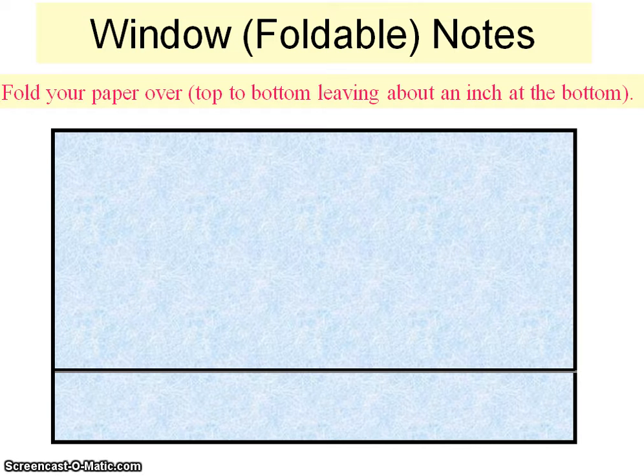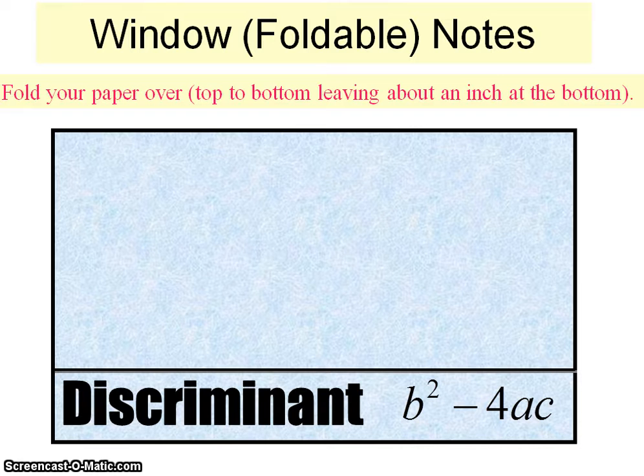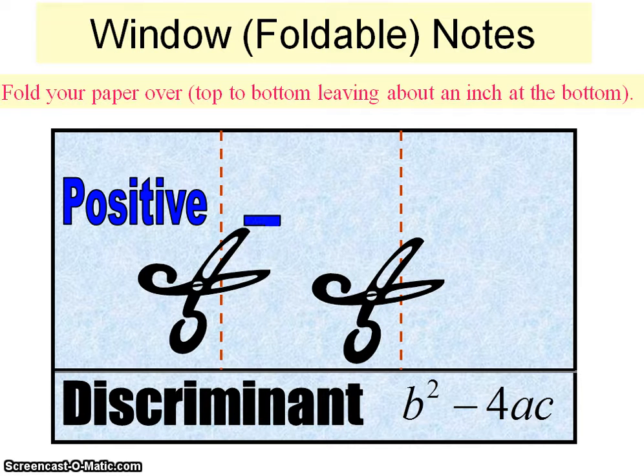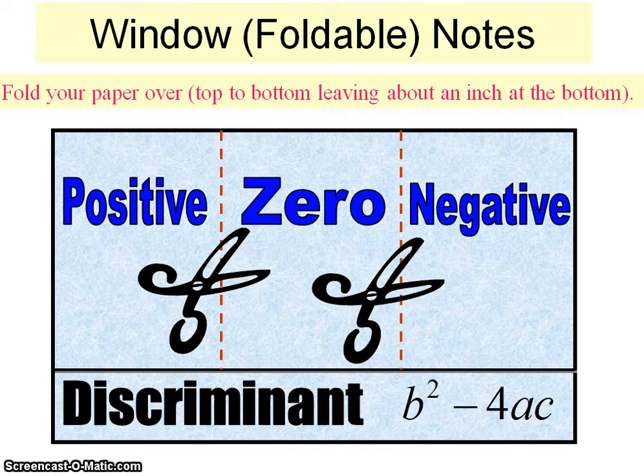You can make your foldable. Take your piece of colored paper, fold it hot dog style, leaving about an inch on the side. On that, you're going to write discriminant, which is b squared minus 4 times a times c. Then you're going to take the tab and cut it up into 3 different sections: positive, 0, and negative. My suggestion is, as we go through this PowerPoint, when we evaluate that expression and it's a negative answer, it goes under the negative tab. A 0 answer goes under the 0 tab. And a positive answer goes under the positive tab.